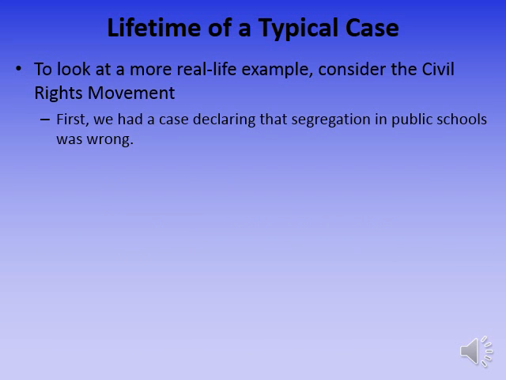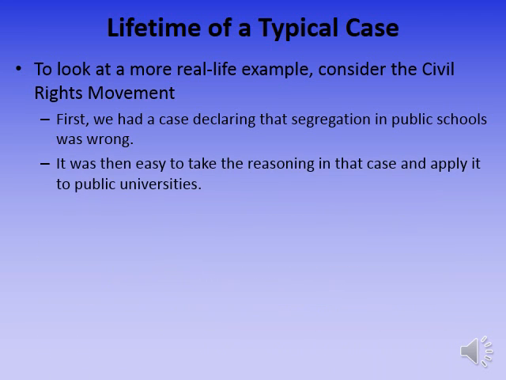Well, first, you may remember we had a case, Brown versus Board of Education, declaring that segregation in public schools was wrong, that it was unconstitutional. Okay, well, that's public schools. Well, if we have that case on the books, it's pretty easy to take that reasoning in that case and apply it to public universities. It's just a different level of education, but it's the same kind of thing. It's taxpayer-funded education that's open to the public, so why would that be any different from a public K through 12 school? Let's apply it to a university too.